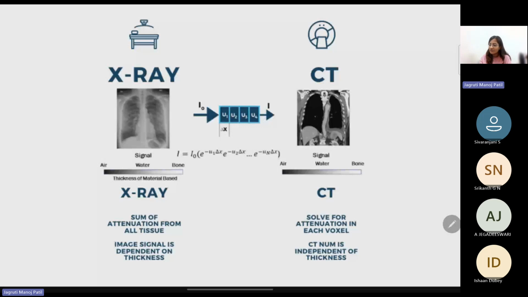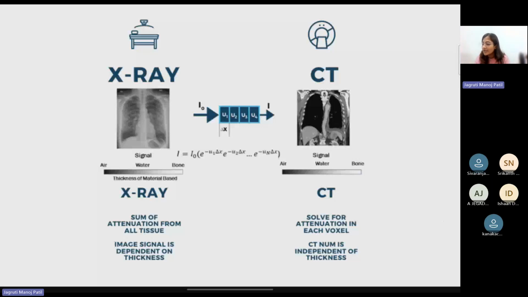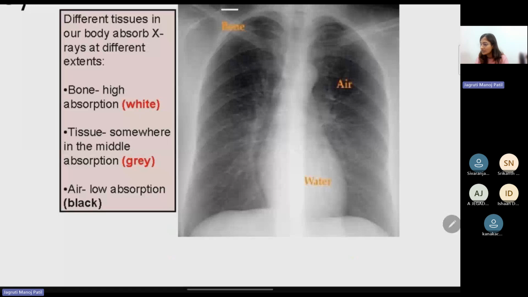Image signal in X-ray is dependent on the thickness it is passing through, as we just saw in the Radon transform, so you can link it to that. For CT, it is independent of the thickness, because what we account for and how we normalize it is with respect to the attenuation of water. That's nothing but the definition of the Hounsfield unit that we had previously. For X-ray, attenuation is minimal for air, and then it goes up till bone, which is higher.